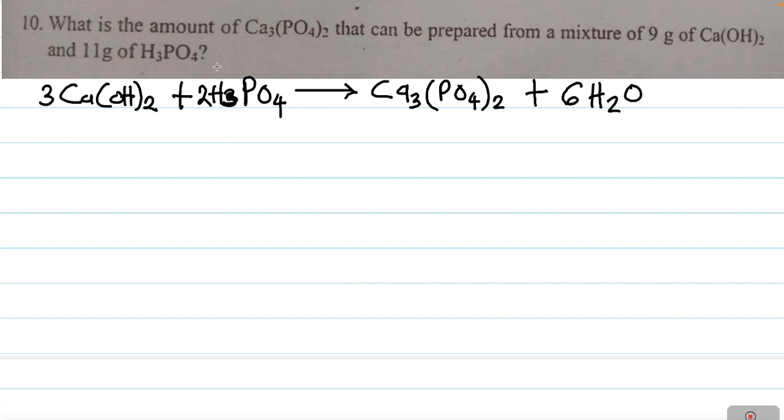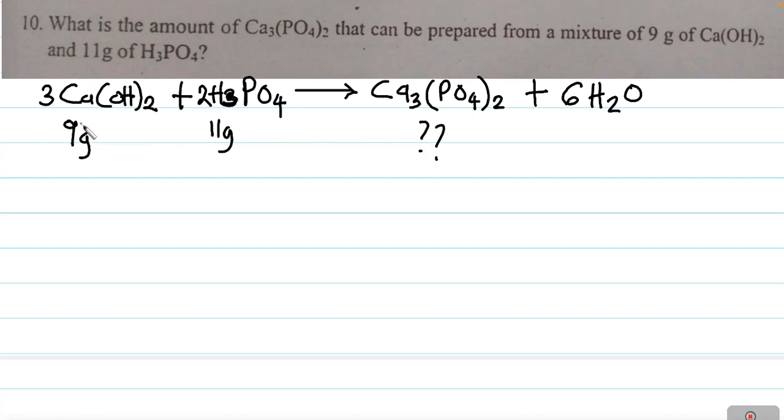We are asked to find the amount of calcium phosphate that will be produced if you react 9 grams of this and 11 grams of this. Assuming they had given us only the mass of one of the reactants, we would have just proceeded to solve. For instance, if they gave the mass of calcium hydroxide alone, I'd say 3 moles of calcium hydroxide give 1 mole of this, so you convert the moles and this will give us X.